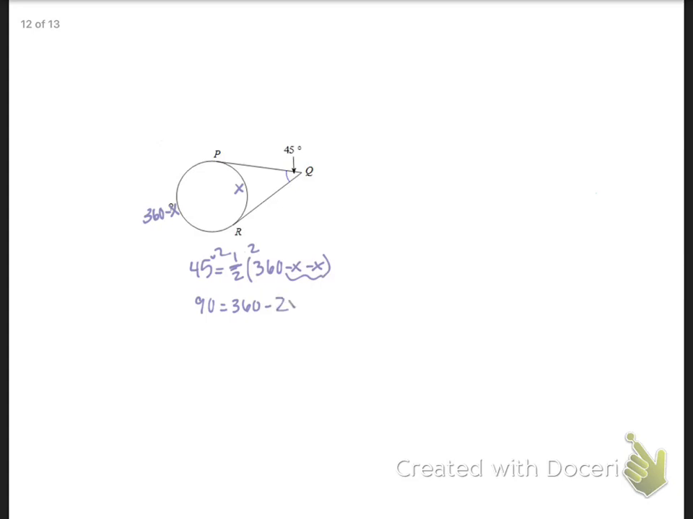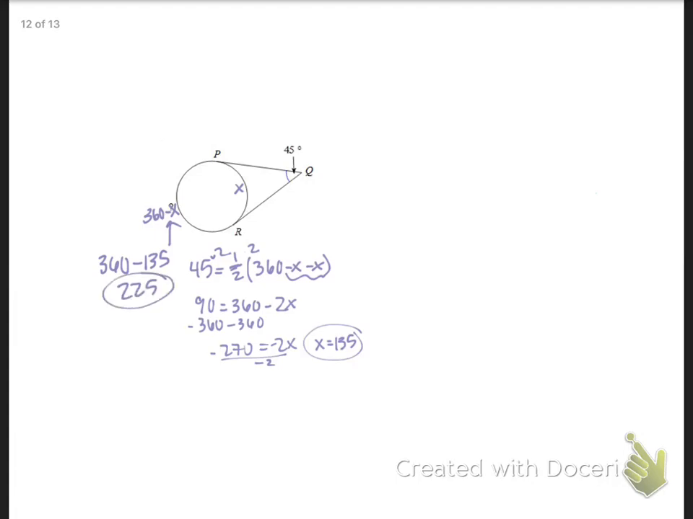I'm going to combine those to get 2x. Subtract 360. Divide by negative 2. And get 135. The problem is my question mark represented this. So I need to do, not that, it represented this. So I need to do 360 minus that 135 to get the question mark that I actually wanted since I represented them as different things.